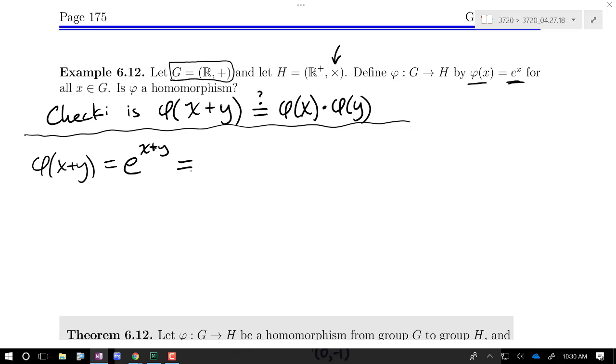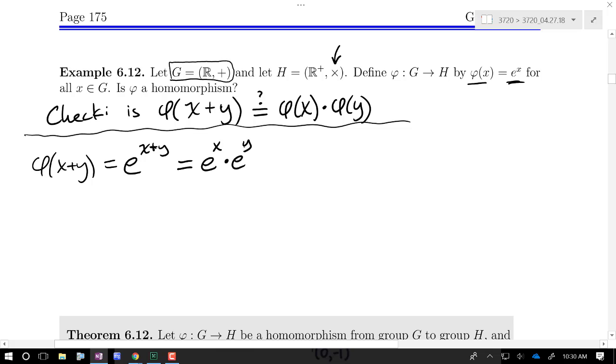It'd be e to the x plus e to the y. Nope. When we add exponents, we usually use this property in the reverse order. What is it that allows us to add exponents? It does have to be the same base, yeah, but what's the operation got to be? Multiplication? Yep. So this is e to the x times e to the y.